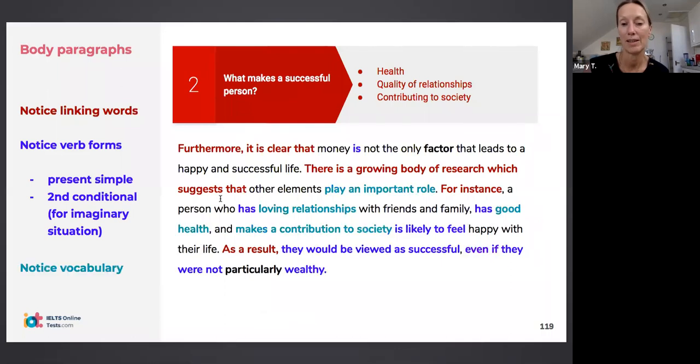And then the vocabulary. There are a few collocations in here. As I mentioned before, to play a role or to play an important role. Loving relationships, okay, so you say to have loving relationships, to have good health, and to make a contribution to society. As I said before, I really strongly recommend that you learn these phrases rather than individual words. Try to learn chunks of language, and this should really help your writing.